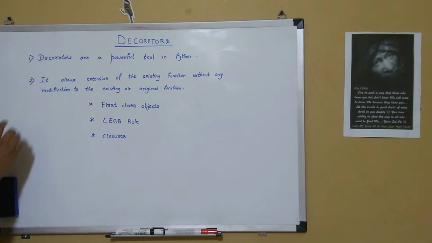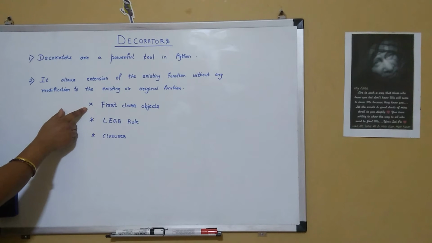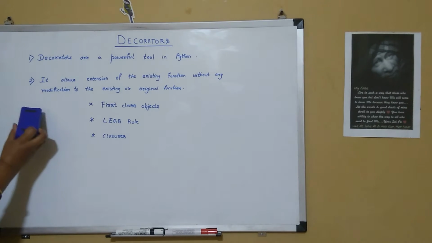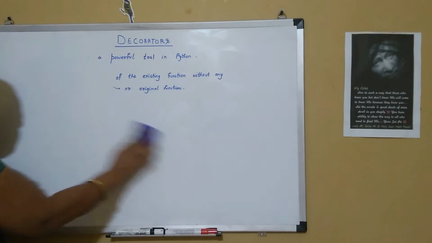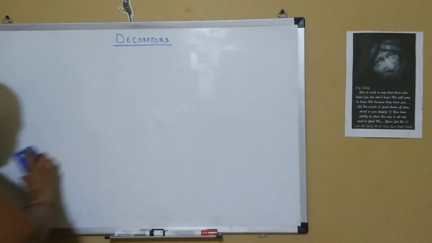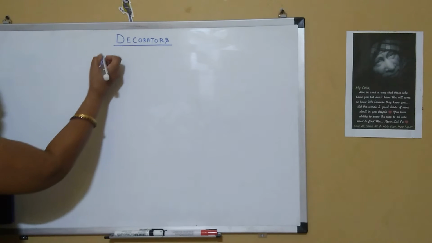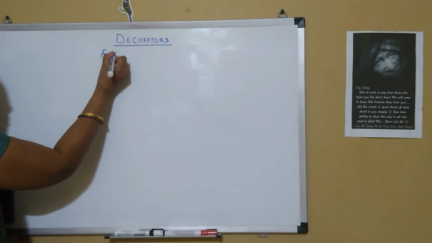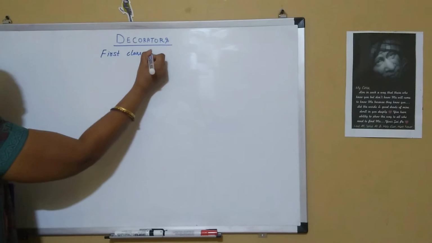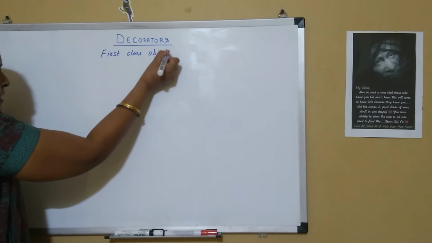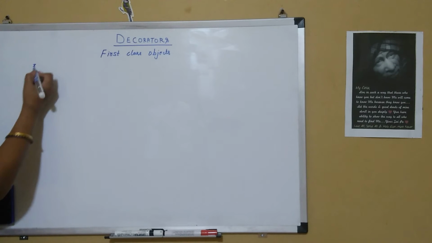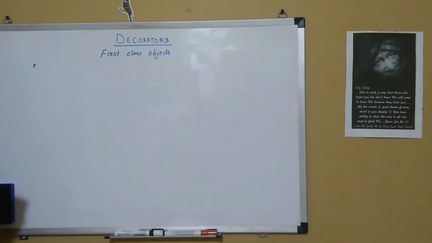So friends, here we understood that decorators are a powerful tool in Python, and we can enhance the features of a function without making any modification to the original function. Before going into decorators, in today's class, let's look into first class objects. So the first point: how can we prove that functions are first class objects?